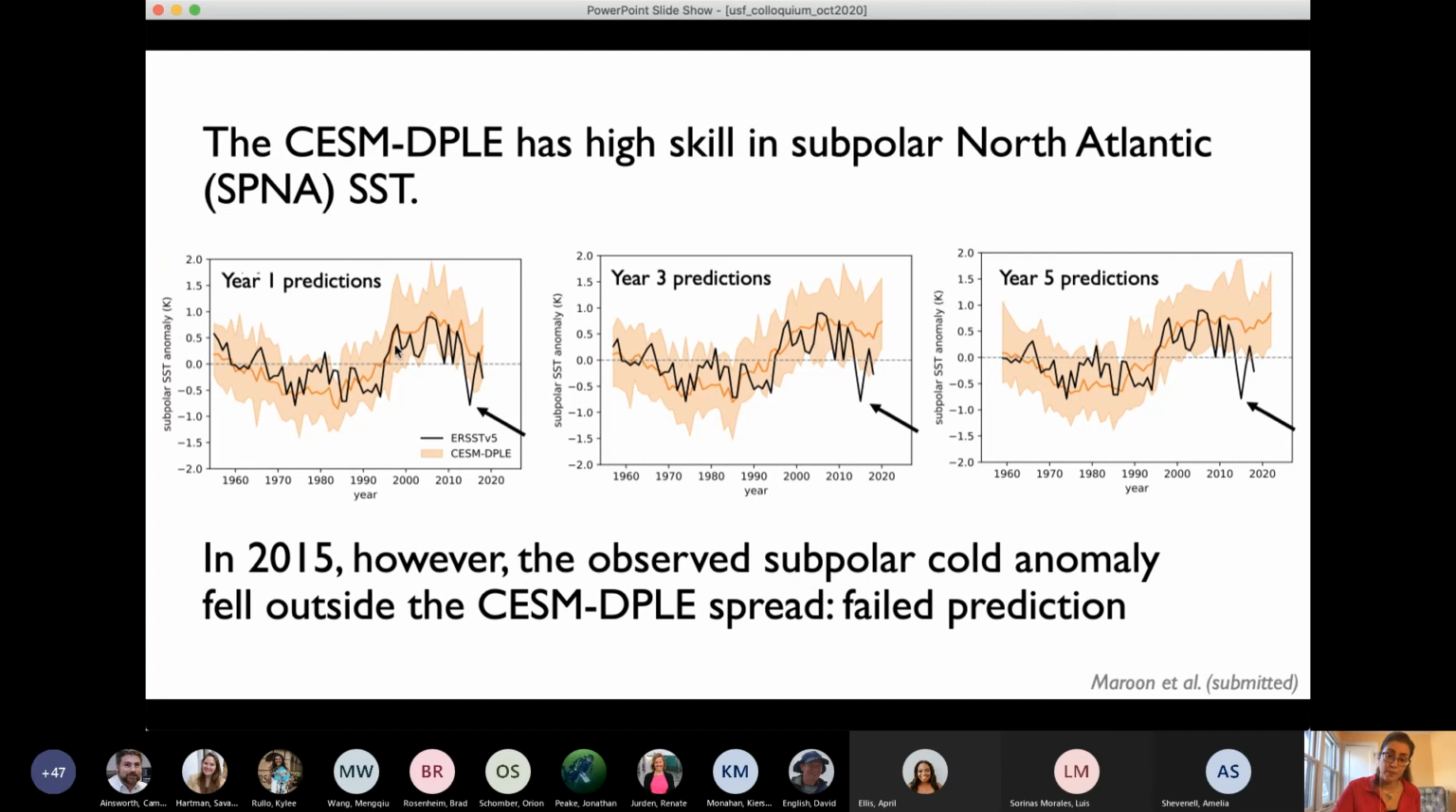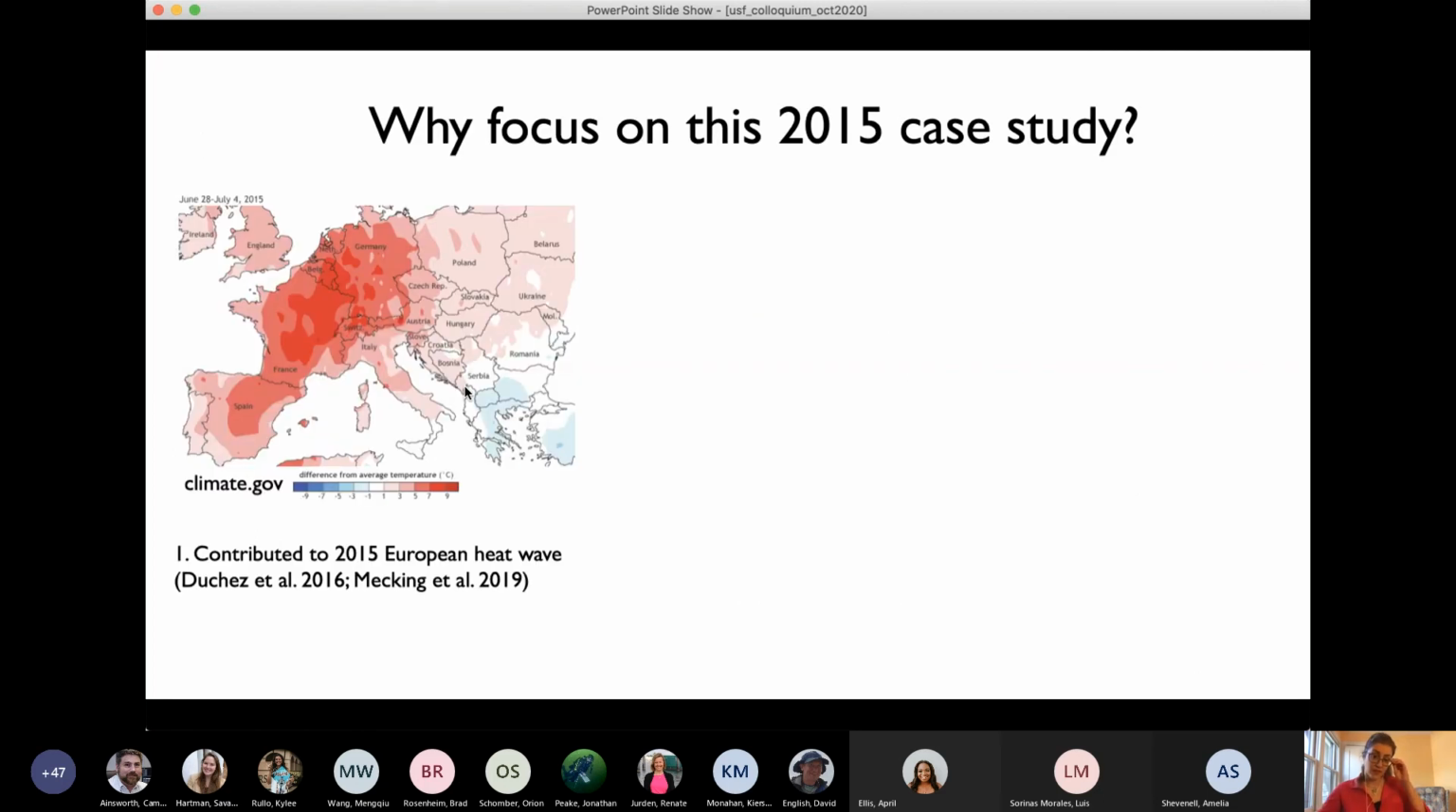Not only did our ensemble mean forecast fail to capture that dip, but it's also falling outside the spread. So what happened? Before I tell you what happened, let's back up and say, okay, case studies, those can be great, but what are we going to learn from this one? There are 2 reasons why this case study is important. The first is that the subpolar cold blob contributed to the 2015 European heat waves through an atmospheric teleconnection. It's important to understand from a societal relevance and a climate impact perspective.